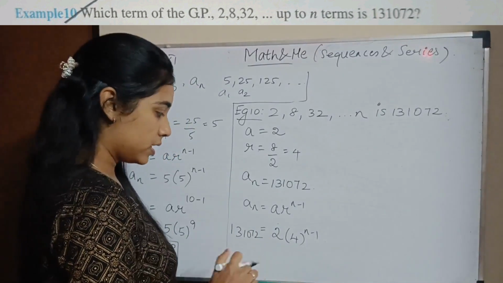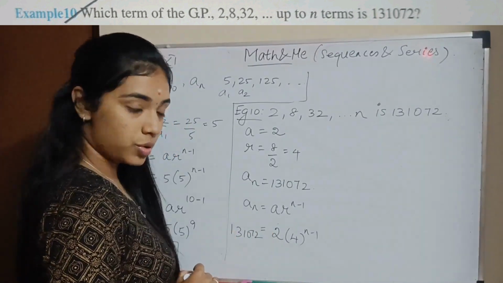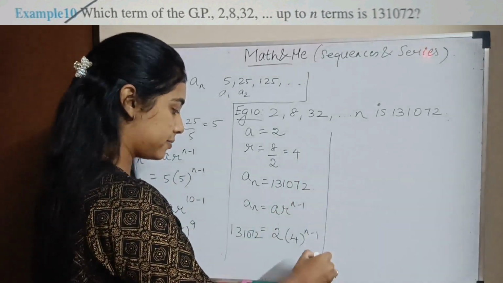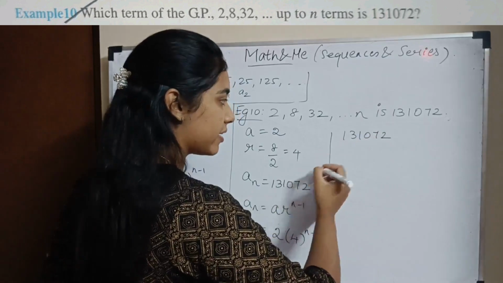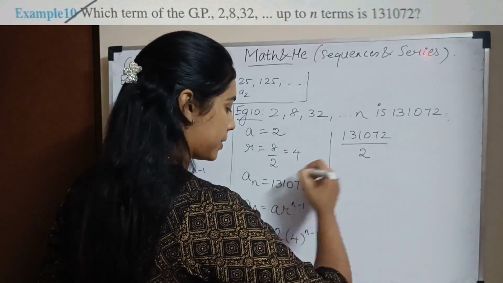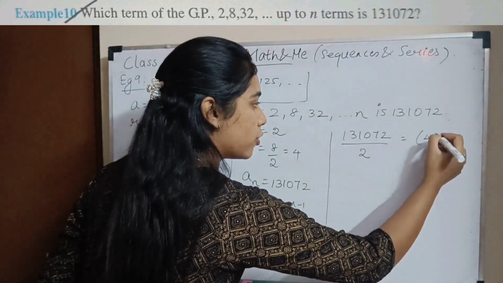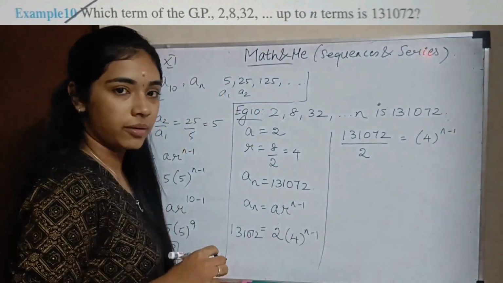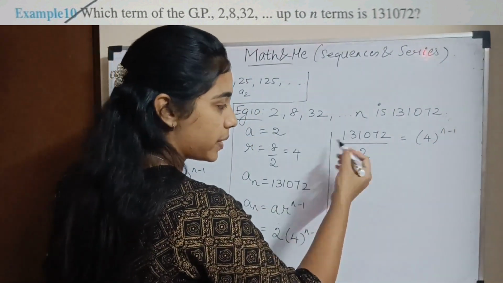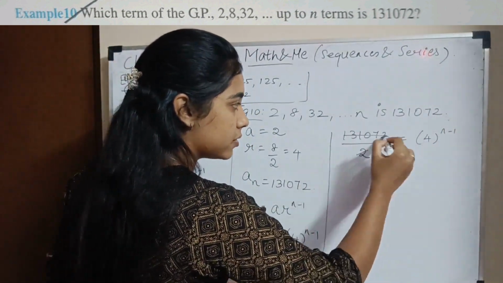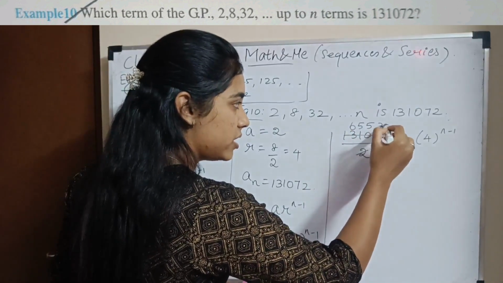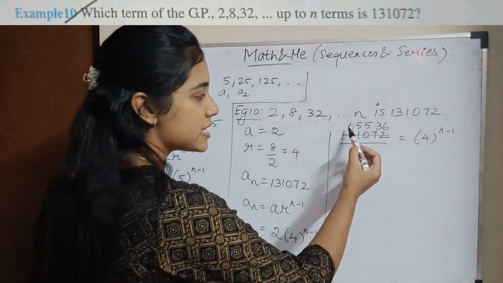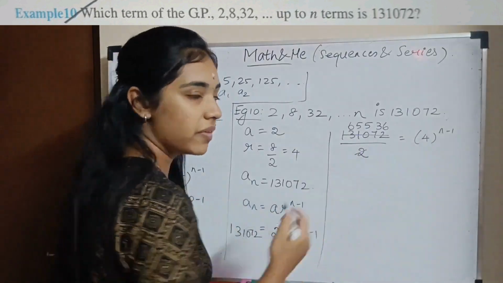I'm going to bring 2 to this side. So what do I have? 131072 divided by 2 equals 4 to the power n minus 1. Be very careful with numbers. So when I cancel by 2, what do you have? 65536 equals 4 to the power n minus 1.